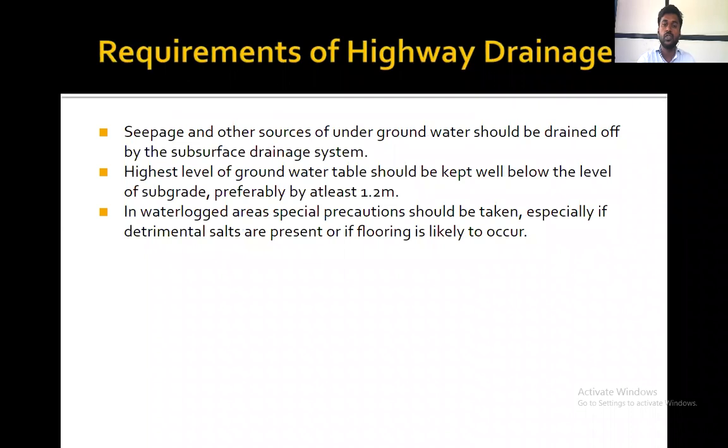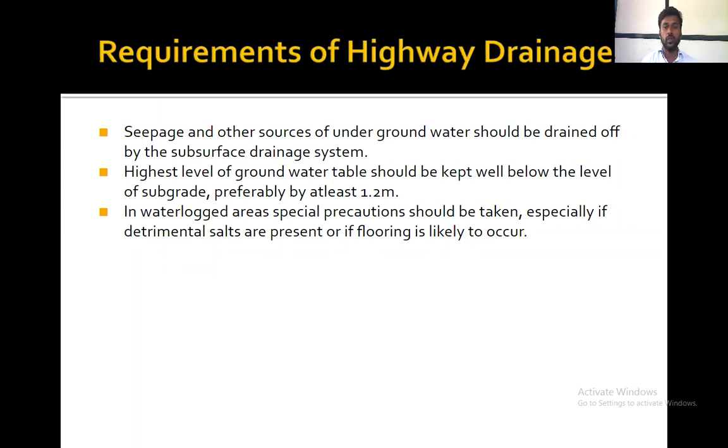Seepage and other sources of underground water should be drained off by the subsurface drainage system. Okay, there are two types of drainage system, surface and subsurface. By the surface drainage system, we are removing the water that is on the surface layers. If water is present below the surface layers, that is in the subsurface layers, that water also needs to be drained out, and it is drained out by providing the subsurface drainage system. And how the surface drainage systems are provided and how they actually work, that we will see in the coming slide.